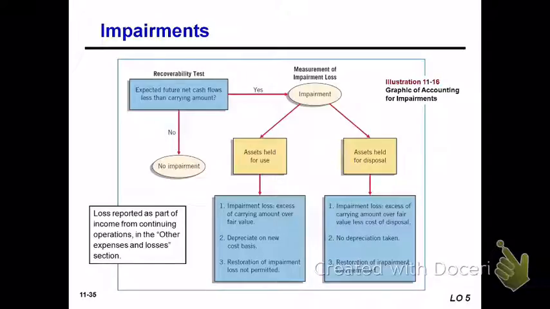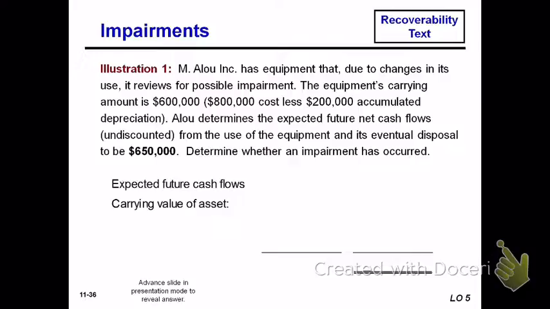If it's an asset for sale, you'll compare the fair market value to the carrying value and adjust the carrying value. If it's held for disposal, you do the same thing, but you have the ability to write back the impairment if the value of the asset increases over time. So you can write the asset back up to the carrying value it would have been if the impairment had never been done.